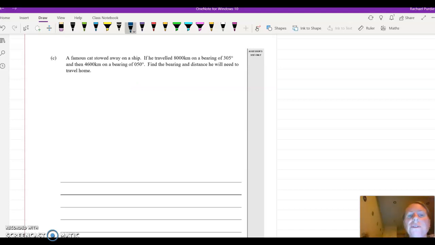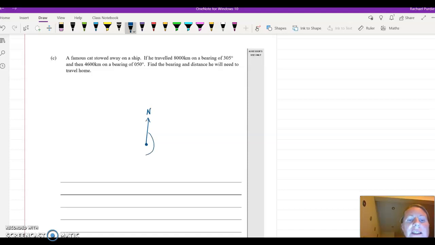So I'll walk through this. Let's have a look. So we've got a cat stowing away on a ship. He travelled 8,000 kilometres on a bearing of 305 degrees. So you think about that, 305 degrees, our bearings always go from north. Let's say this is our starting point. We're pointing up to north. It means we need to go all the way around.